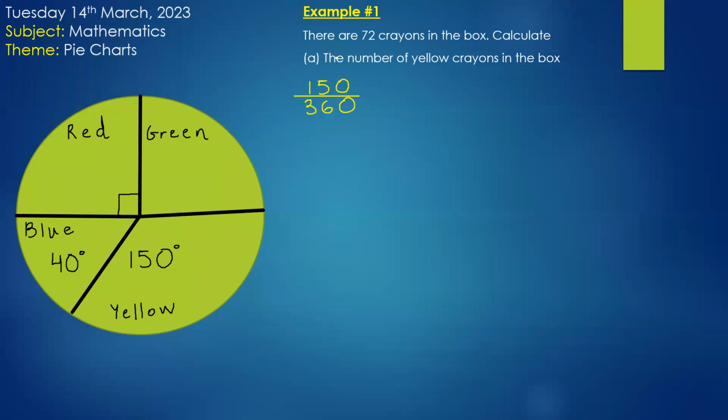And it's going to be this fraction of 72 crayons. So what does "of" mean? Multiply. Now, Mr. Petit, I get a decimal. Okay, so it's going to be 150 over 360 times 72 over 1. Where did you get 72 from? Because they say that there are 72 crayons in the box.